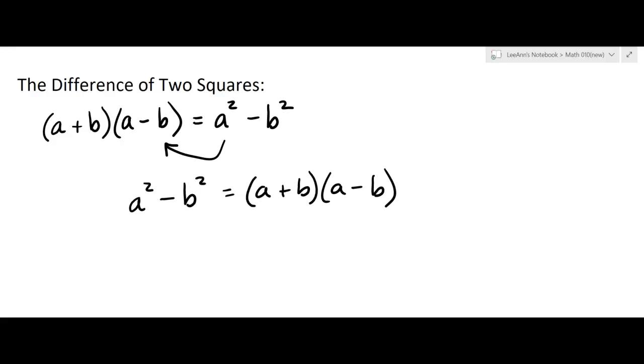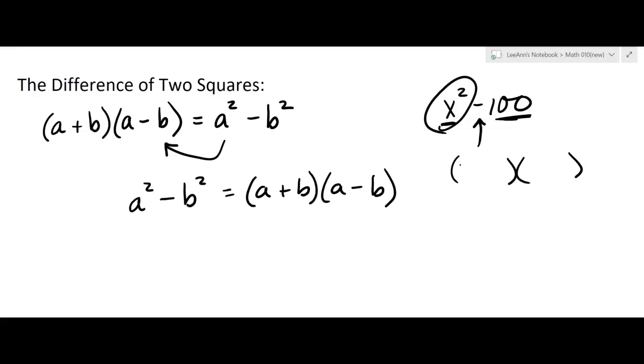All right, so let me give you an example. Let's say you had x squared minus 100. We call that the difference of two squares, because this is a square and this is a square, and it's a difference, it's subtraction. That's why it's called the difference of two squares. Then you can just put the parentheses down, and you're going to take the square root of this, so it's going to be x and x, and then the square root of this, which is 10, so 10 and 10, and then one's plus and one's minus.